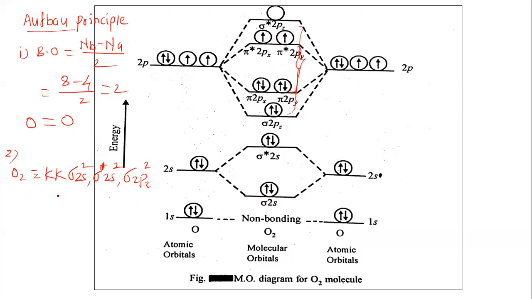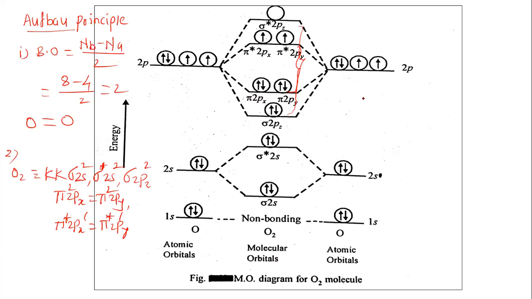Next it is pi 2px equal to pi 2py. Why do we write the equal to symbol here? Because they have the same energy, identical energy. How many electrons are there? 2 electrons. Then next, pi star 2px equal to pi star 2py, antibonding molecular orbital. So it has 1 electron. So this is the electronic configuration of the oxygen molecule. Okay, the electronic configuration of the oxygen molecule can be written in this way.